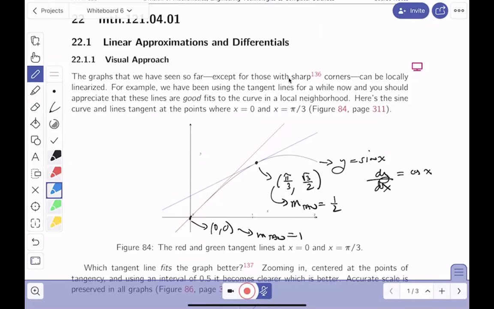So let me write this down. I'm going to put the blue line down first. What's it going to be? y minus, right? Just a linearization now. The y coordinate, which is root 3 over 2, equals, what's the slope there? 1/2, times x minus pi over 3. All right, let's do the red line. That's going to be y minus 0 equals, the slope is 1, x minus 0. Now, what I want you to do is look at those two lines. I'm going to blow this up for you.